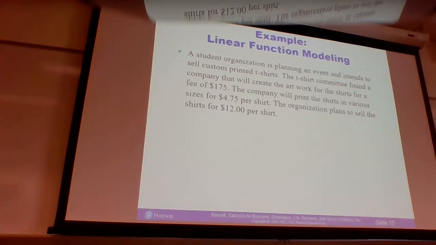Cost function, revenue function. You know that there's a flat fee of $175 for the artwork. Each shirt is $4.75, and you're going to sell it for $12 per shirt. So write down what would be the cost and what would be the revenue. Give you a couple minutes.